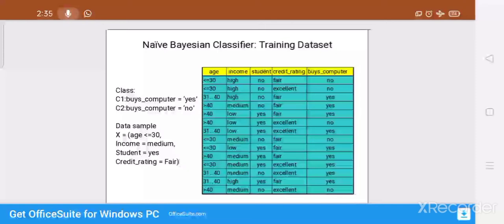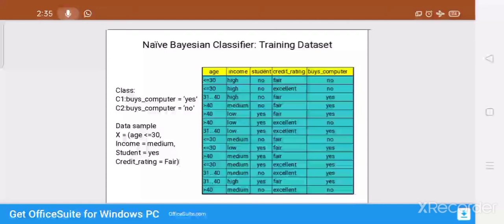For example, the classes given here can be computed from the buys_computer attribute. We consider buys_computer equals yes as class label C1, and buys_computer equals no as class C2. So two class labels we are considering, yes and no, or C1 and C2. For this data sample we have to find out the class probability.